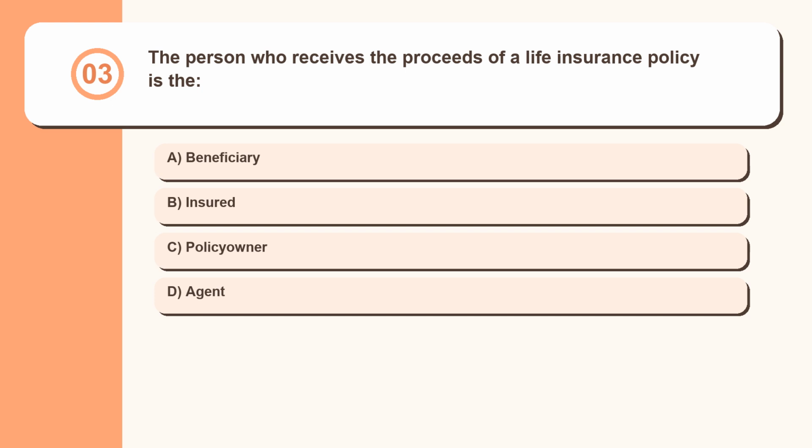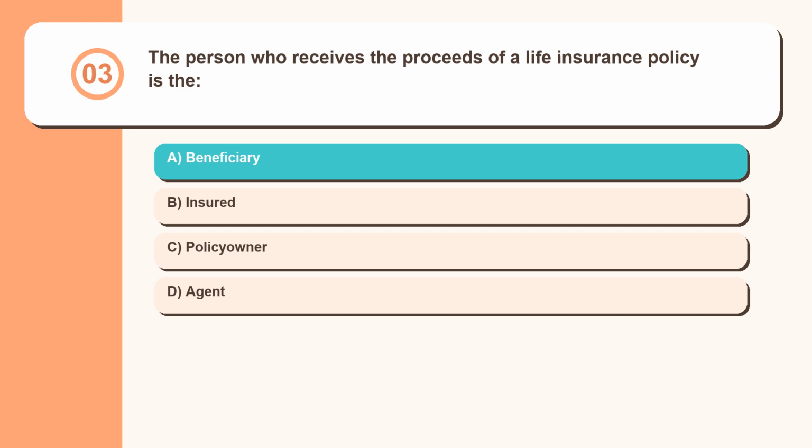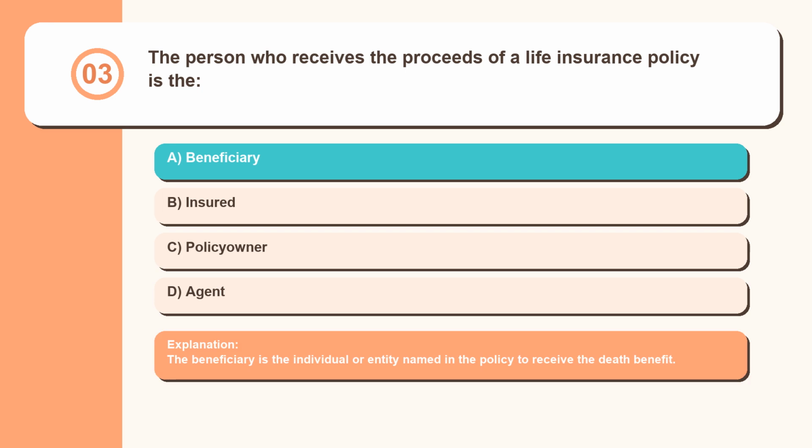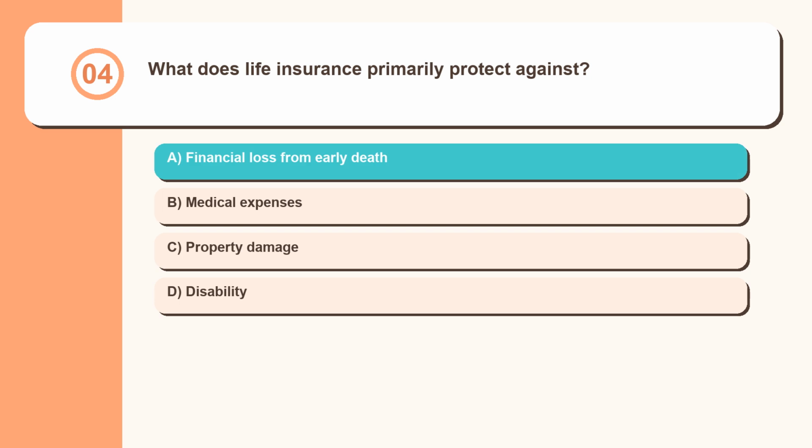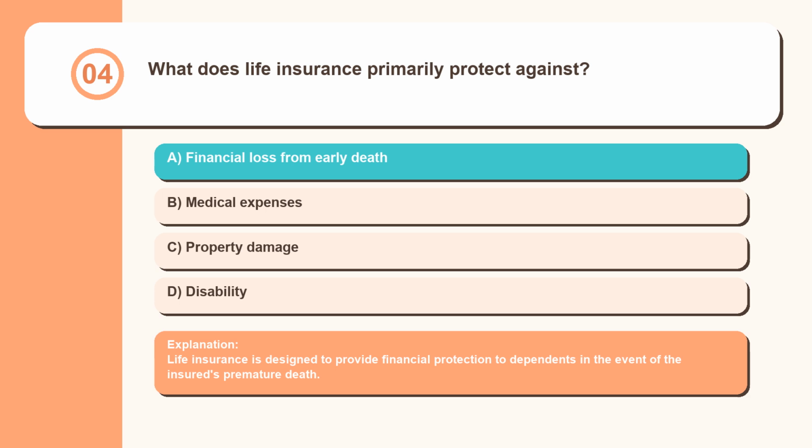Question 3. The person who receives the proceeds of a life insurance policy is the beneficiary, insured, policy owner, agent. The beneficiary is the individual or entity named in the policy to receive the death benefit. Question 4. What does life insurance primarily protect against? Financial loss from early death, medical expenses, property damage, disability. Life insurance is designed to provide financial protection to dependents in the event of the insured's premature death.